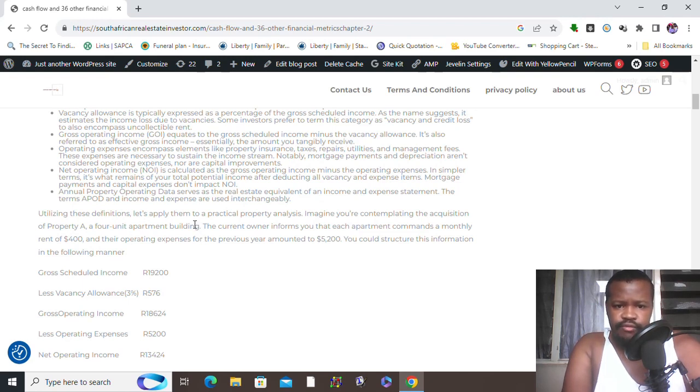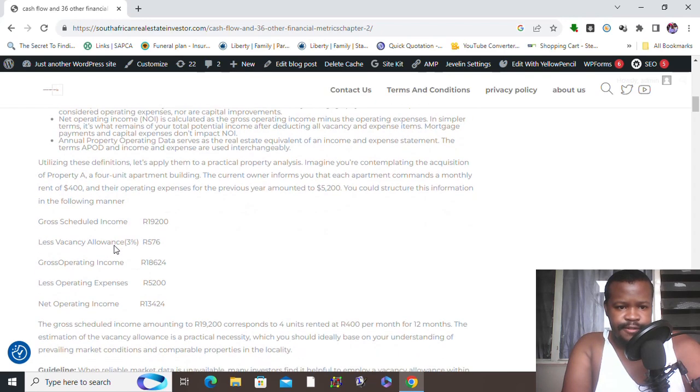The current owner informs you that each apartment commands a monthly rent of $400 and their operating expenses for the previous year amounted to $5,200. You could structure this information in the following manner. Gross scheduled income. Okay, let's actually switch to rands because I see now in this example I actually use dollars. We're switching it to rands.